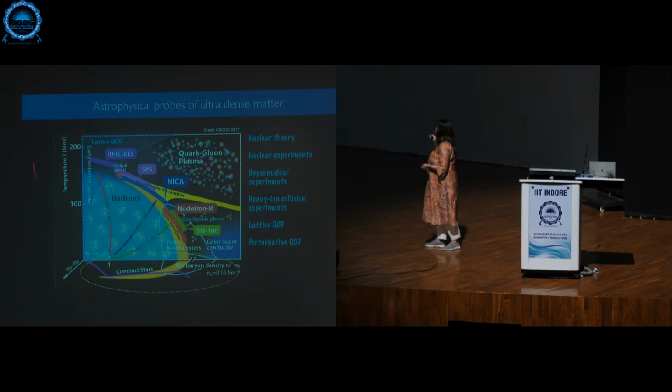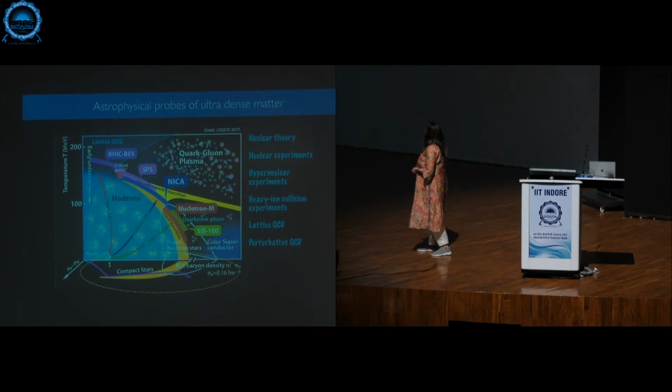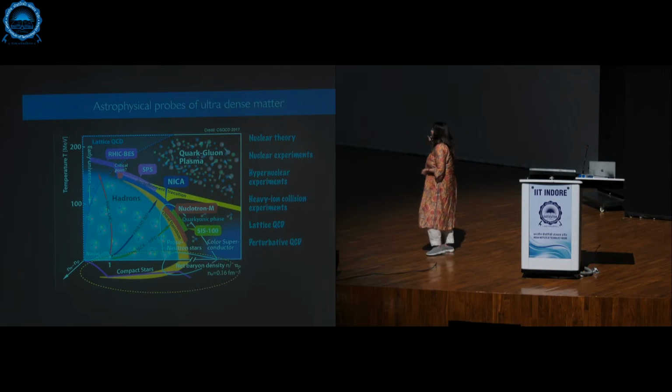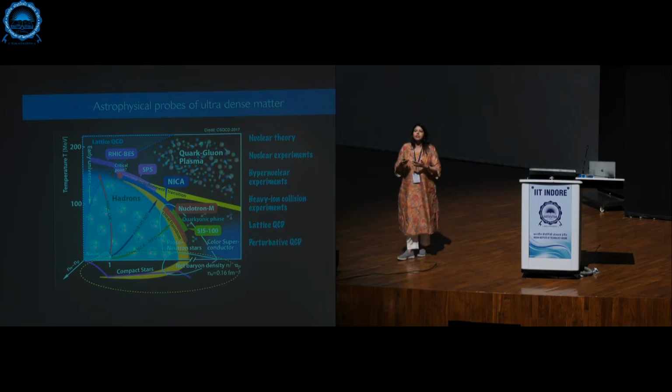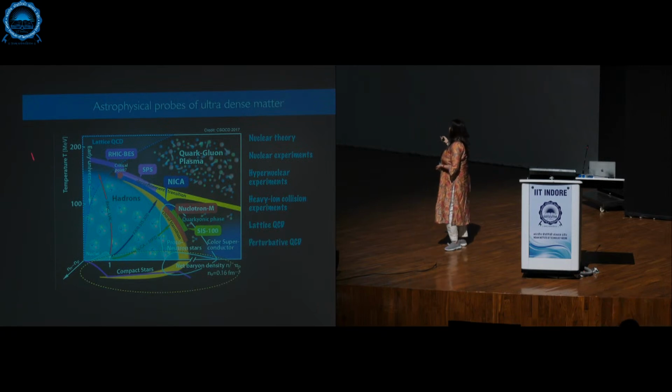This is basically temperature as a function of density. We have some recent developments in these fields which give us information on nuclear theory and experiments, some developments in hypernuclear experiments. Heavy ion collisions lie in this part of the diagram, which is for finite temperature and finite densities. And also there have been many recent developments of lattice QCD, which is at the high temperature, low density part of this diagram.